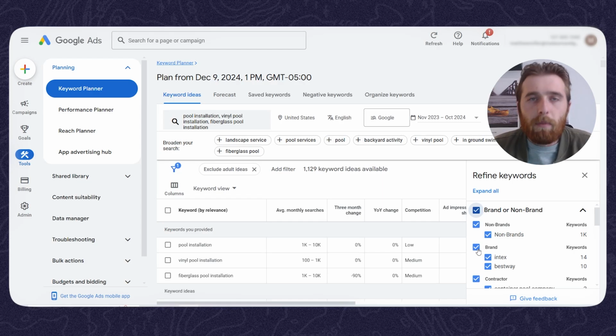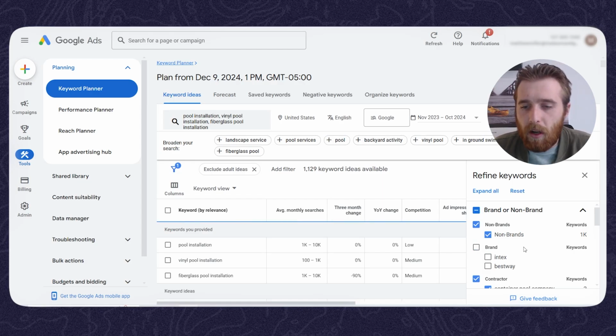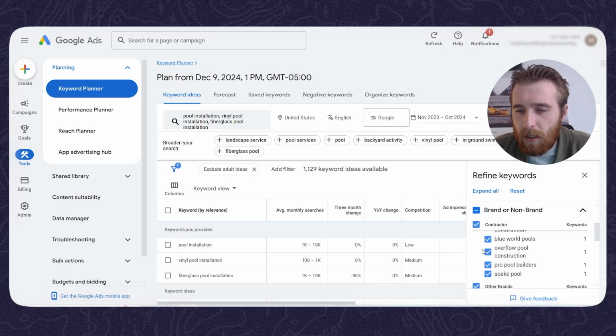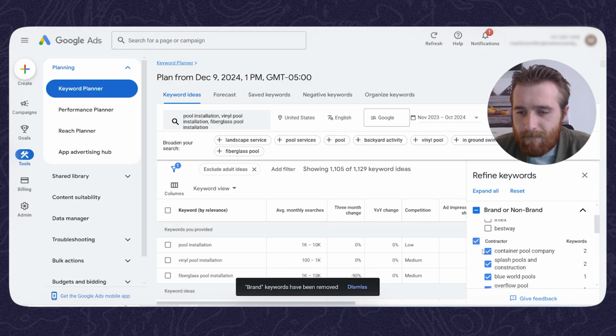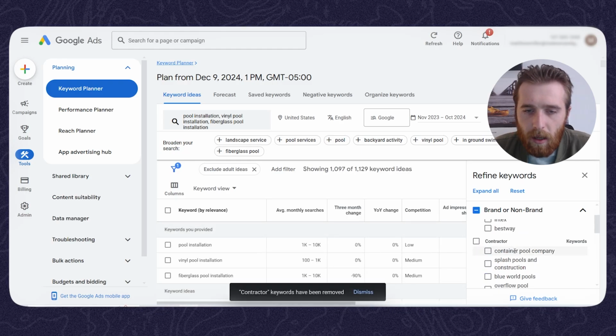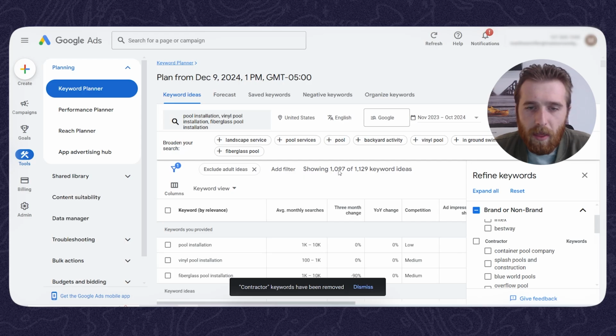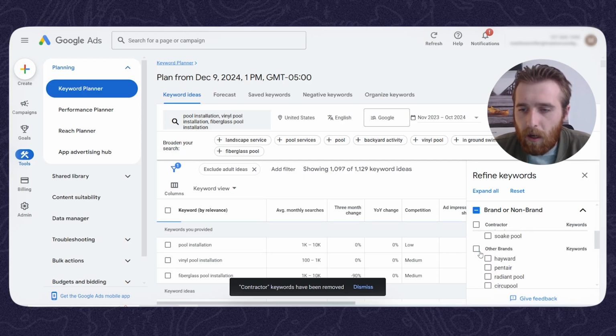For brands, we're not going to be using brands. We're going after pool installation. So we're going to uncheck that. For contractors, I would say we could get rid of that as well. And this is just going to remove, as you can see, showing 1,000 out of 1,100 essentially. So we've already gotten rid of 100 of them. We can get rid of all the other brands because we're not doing brands.